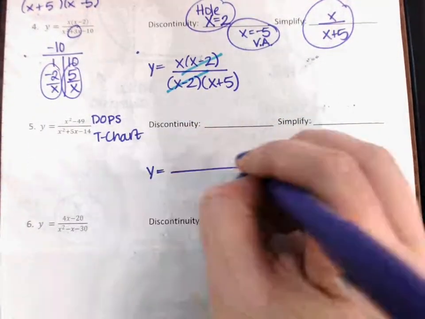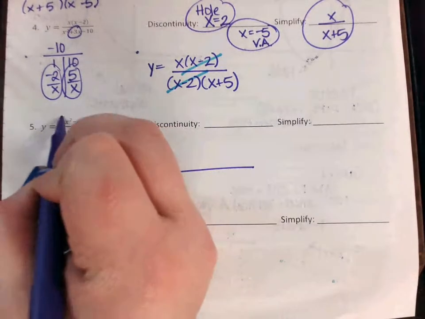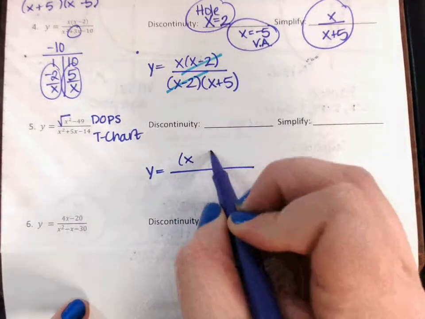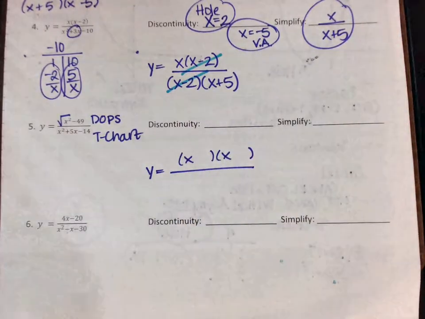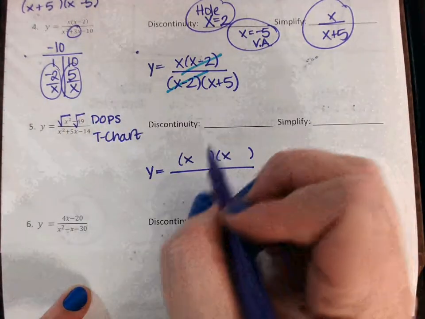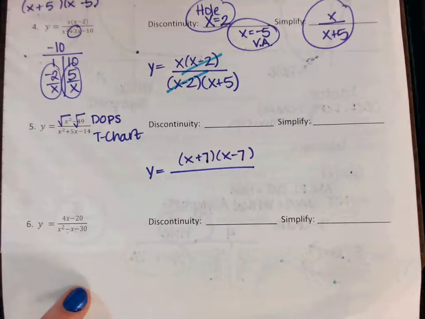Let's do the top first. Square root, square root. What's the square root of x squared? X, so I put an x in both. And then what's the square root of 49? Plus or minus 7. So I put a plus 7 and a minus 7. Okay, now let's do our t-chart.